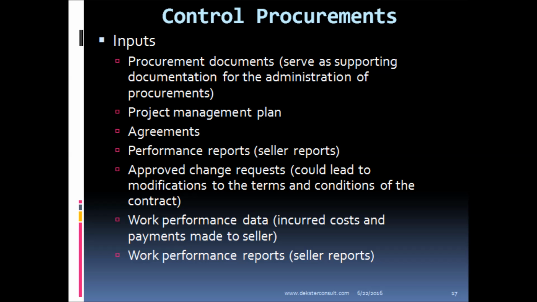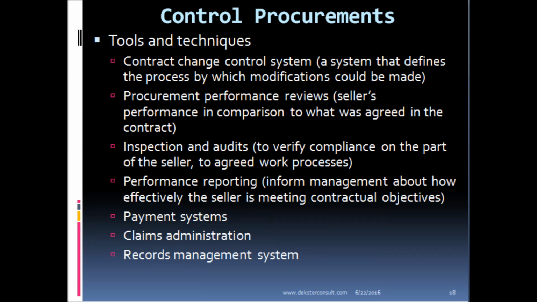This could actually lead to the modification of the terms and conditions of the contract. Work performance data. Examples are incurred costs and payments made to the seller. Then we could have seller work performance reports. All these are references with which we can control our procurements.